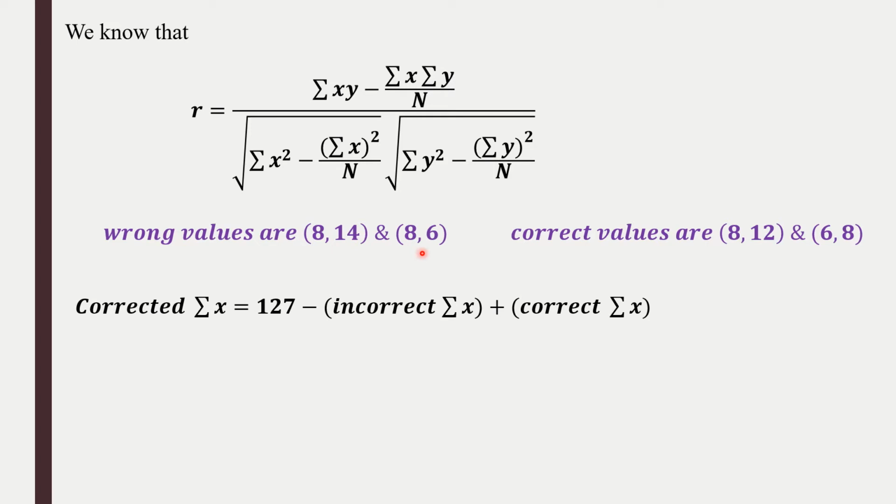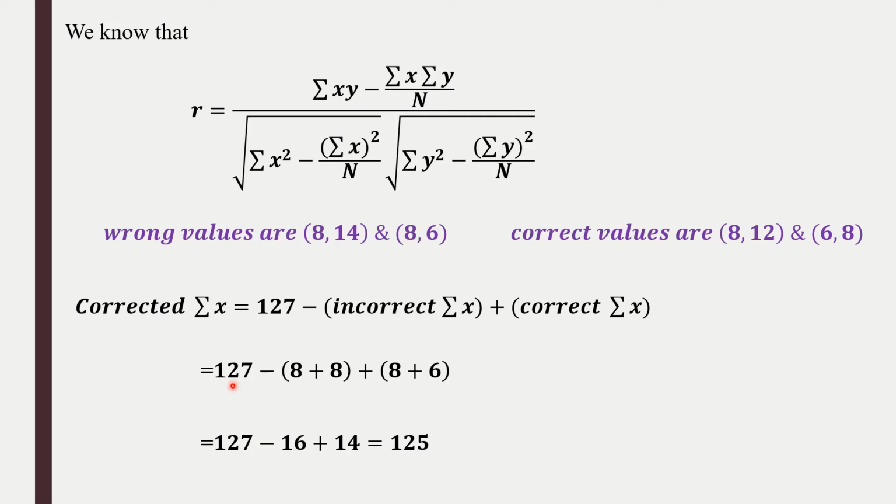These are the wrong values and these are the correct values. So subtracting the wrong values of x from summation x, there are two values of x, add both, 8 plus 8, and subtract that sum, plus add the correct values of x, 8 plus 6. The values of x in these correct values are 8 and 6. So what we have to do is 127 minus the wrong values of x, that is 8 plus 8, adding the correct values of x, that is 8 plus 6.